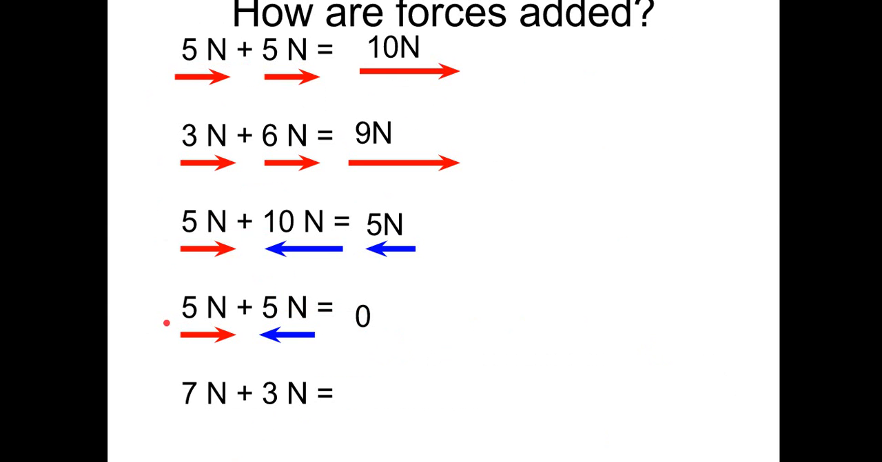Then you have 7 newtons to the right and 3 newtons to the left. Opposite directions means that you're going to subtract the numbers. So we're going to end up with 4 newtons, and it's going to be to the right.